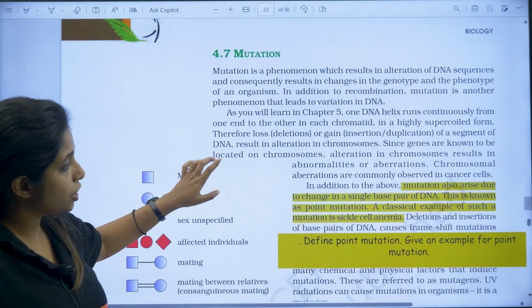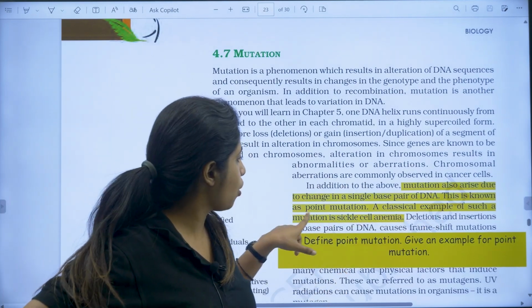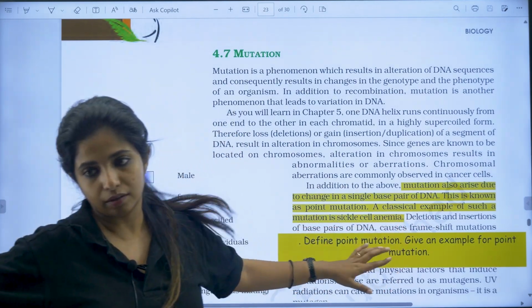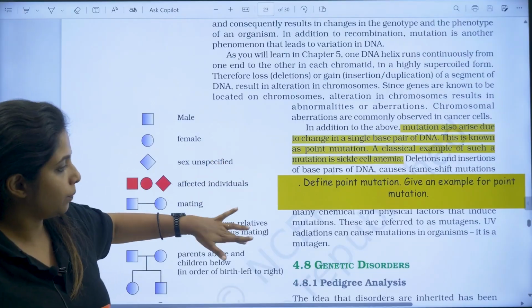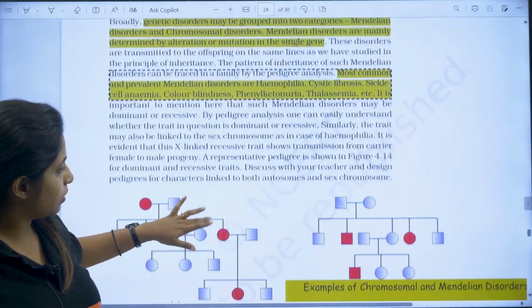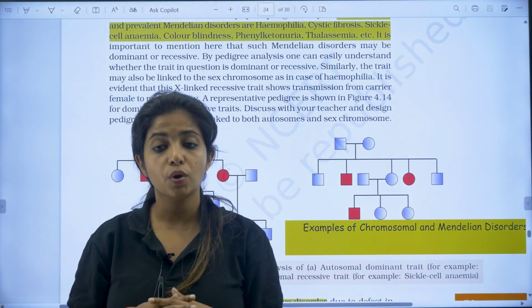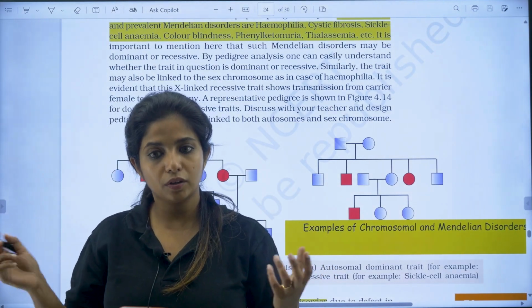Okay. Now mutation, you should be knowing about point mutation. An example is being asked here. The classical example of a mutation is sickle cell anemia. It is already given, so just go through it. Okay. Now pedigree analysis, this particular thing is important over here. These things are important, just have a reference. They will give you a pedigree chart and ask you what type of disease that particular person has.